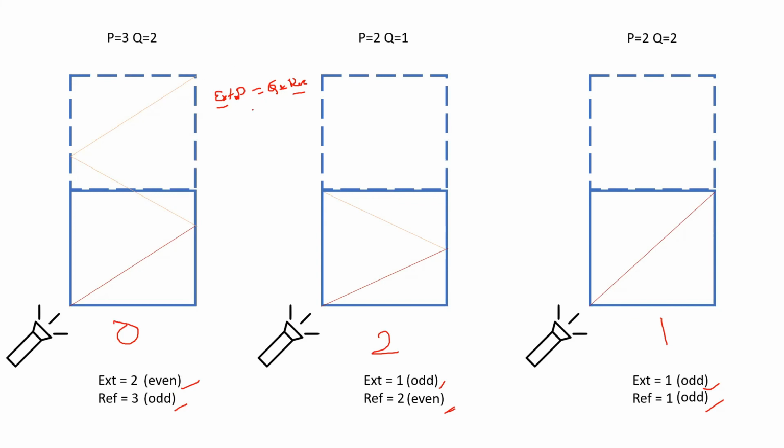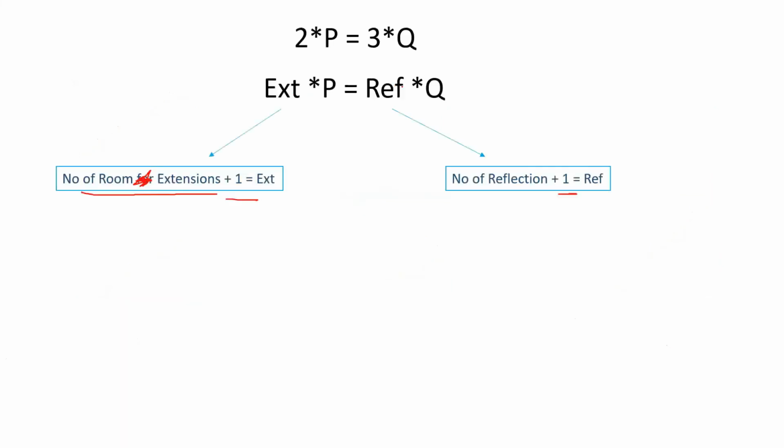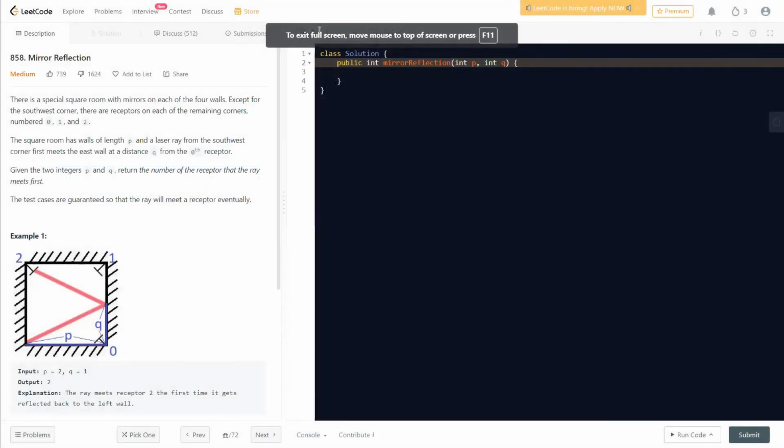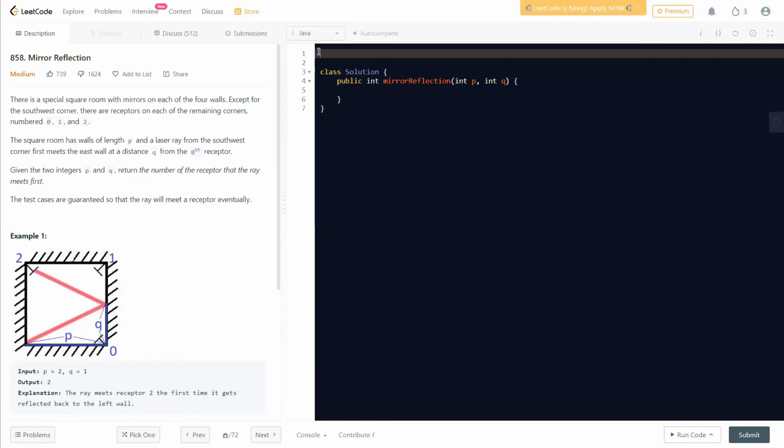So we will remember this particular formula. If I just go back once, we'll remember this formula: extension into p equal to reflection into q. So we may write that E into P equal to R into Q. That will be more or less our idea of it, right? So let's move back to our editor and understand it further. Here we are in our editor, fine. Let's just note it down that E into P equals R into Q. That's the whole idea of it.